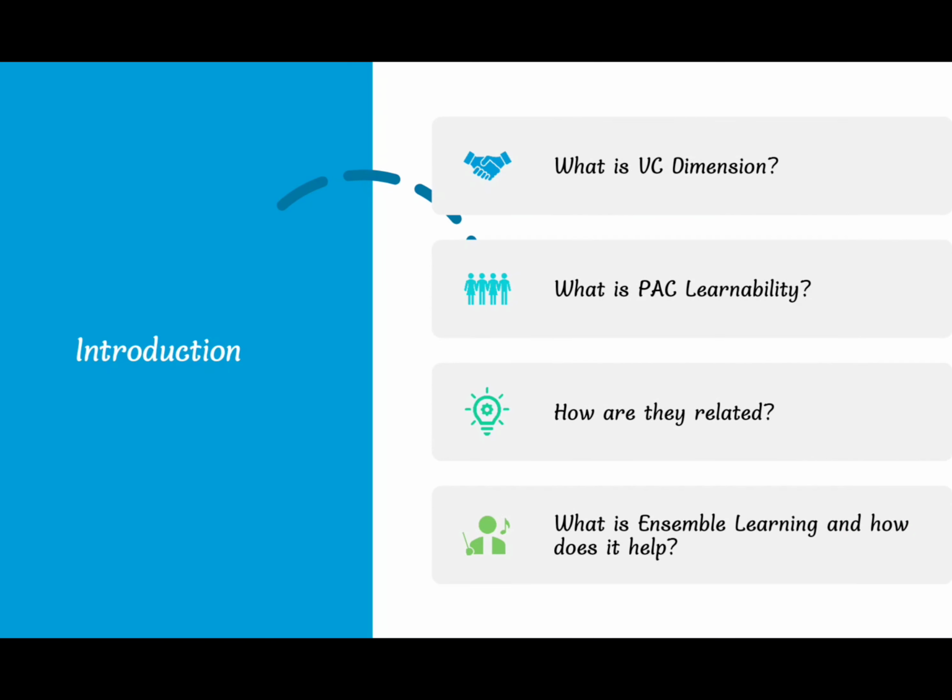In this video, we will break the topic into 4 parts. First, I will explain what is VC dimension. This helps us understand the power or capacity of a learning model. Second, we will talk about PAC learning. This shows us whether a model can learn from a limited amount of data. Then, we will understand how VC and PAC are related. And finally, I will introduce you to ensemble learning, a powerful approach that improves how well models learn. Don't worry, everything will be in simple words.